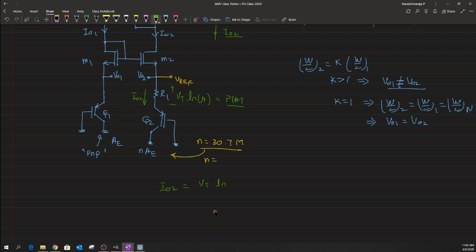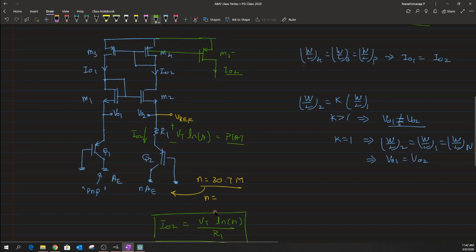which dictates that Vt times ln of n divided by R1 should get us the value of the IO2 value. Okay, so this is what we ended up having, and this current would then flow across this M5 transistor, provided the aspect ratio of this M5 is the same as that of all other PMOS transistors. So if I have this, then IO2 would be the same.